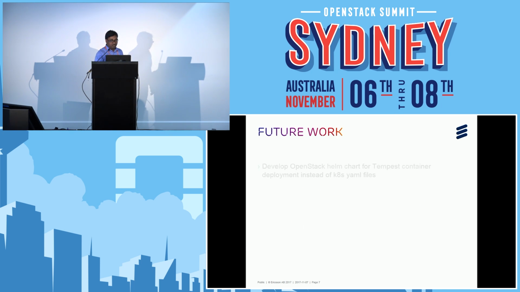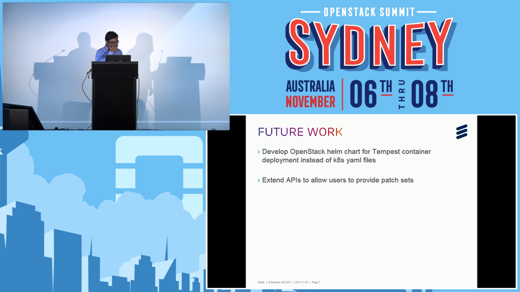So what are our next steps? Our next steps are basically the creation of the Kubernetes deployment file. It may not be standard, so we want to use some standardized method. We want to develop an OpenStack Helm chart for the Tempest container instead of K8s YAML files. That is one. And the second one is, until now I have been talking only about plugin containers.